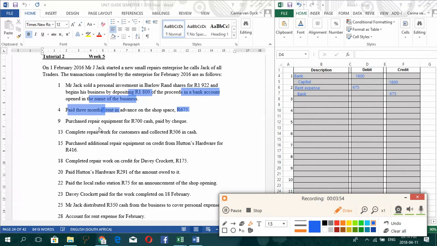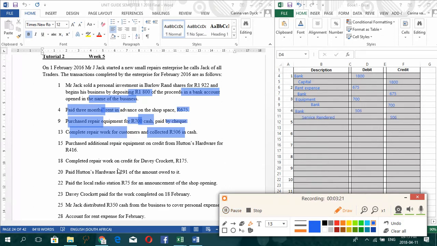The third transaction says purchase repair equipment for 700 cash and paid per check, meaning that repair equipment is going to increase on the debit side and then bank is going to be credited due to it being an outflow of cash. The fourth transaction says complete repair work for customers and collected 506 Rand, meaning that bank is going to be debited with 506 Rand and then service rendered is going to be credited.